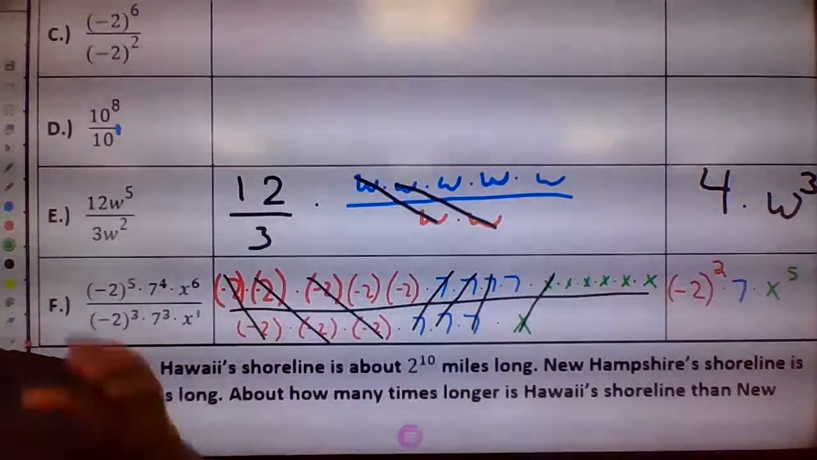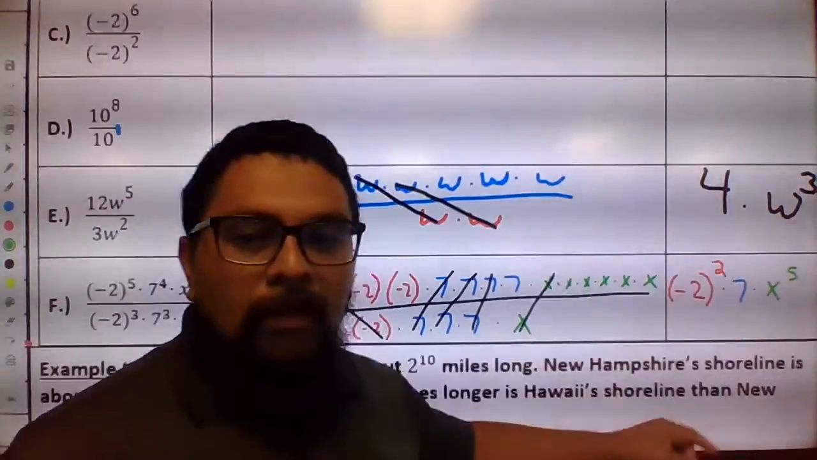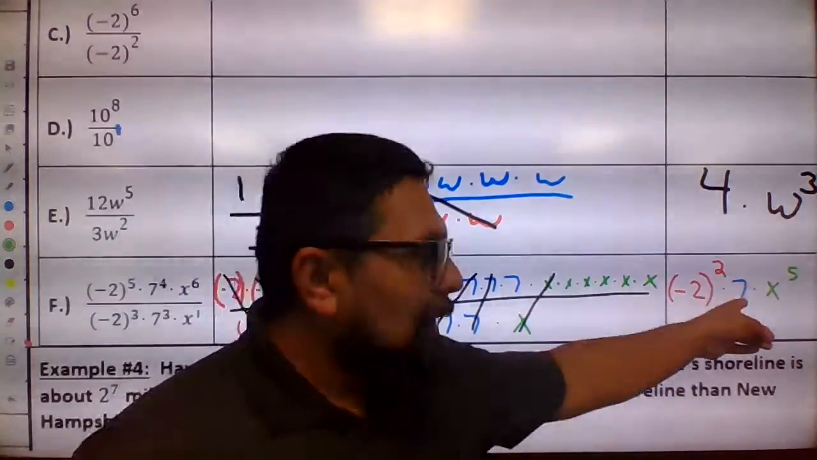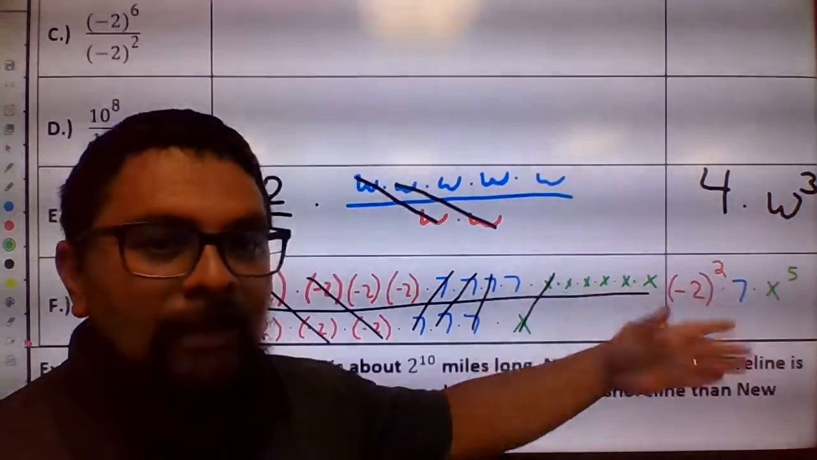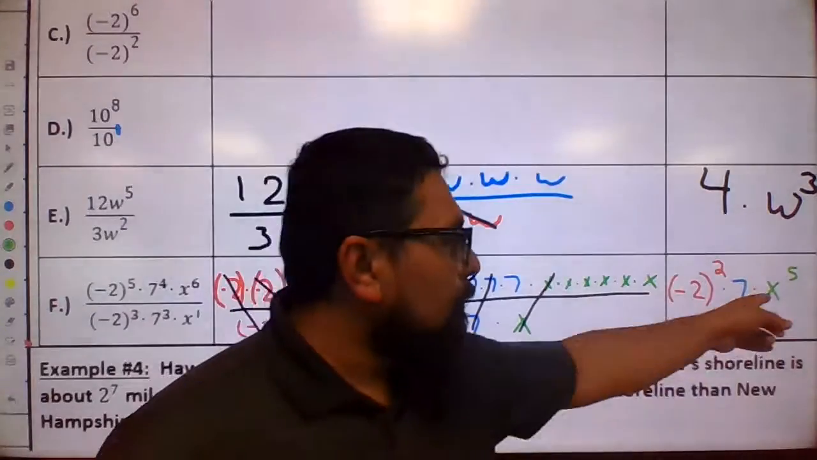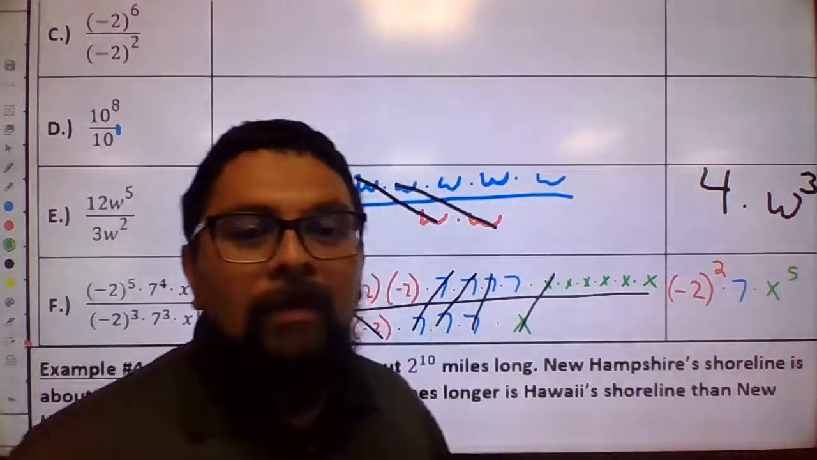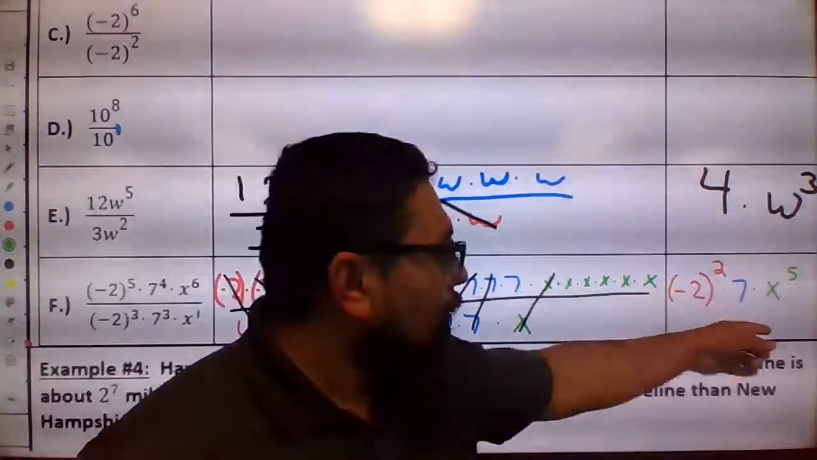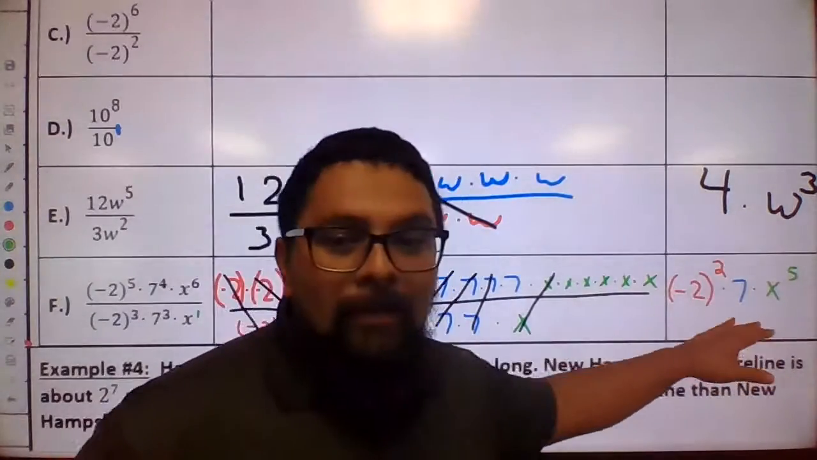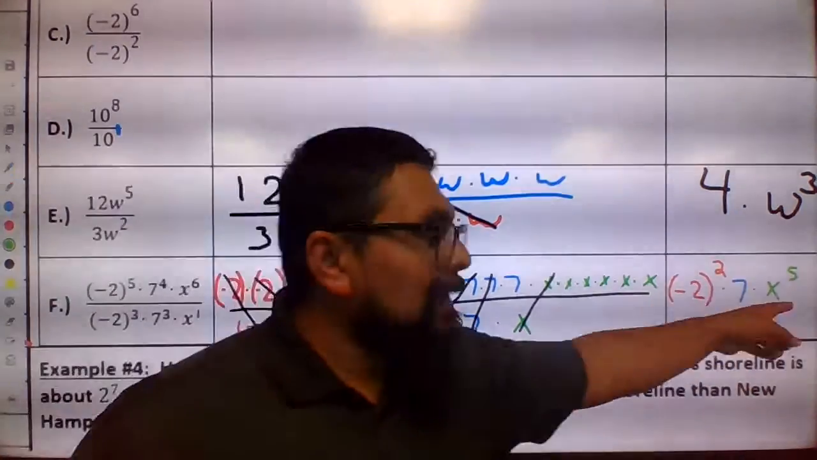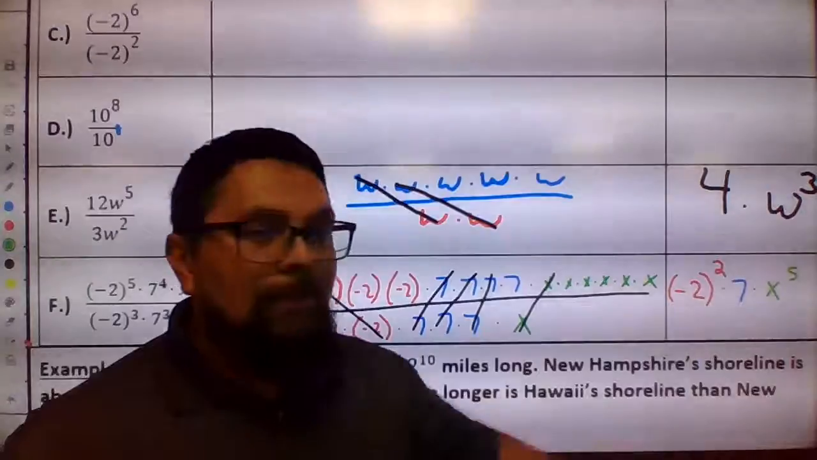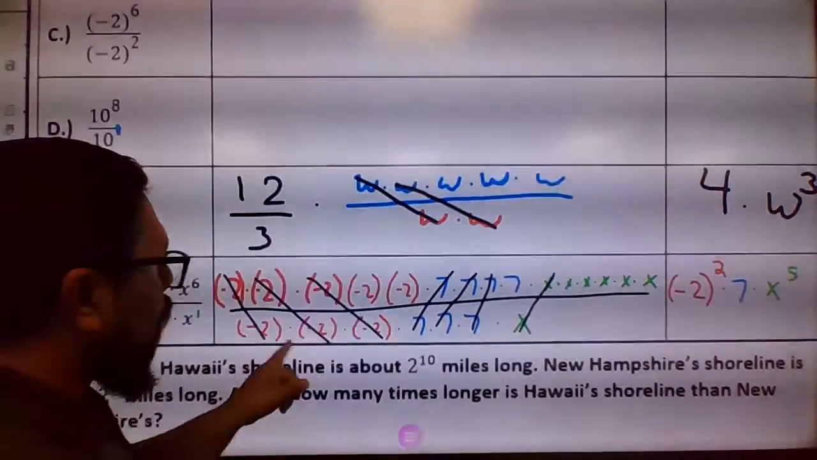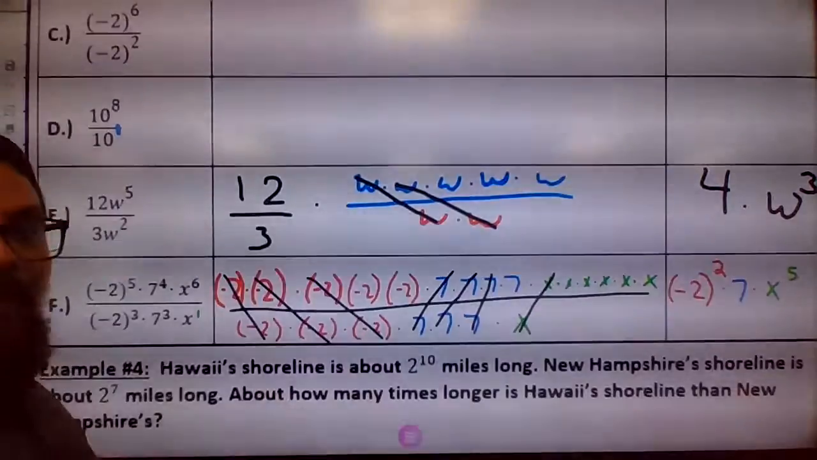Okay. Now we can actually simplify this even more. Negative 2 times negative 2 is 4, right? And then 4 times 7 is 28. And so this would be 28x to the fifth. But we're not going to do that right now. If you wanted to, you could put that in the answer. But if not, just leave it like this. It's okay. This is still simplified. And remember, this is all over 1. It's all over 1, but we just didn't put the 1 here, right?